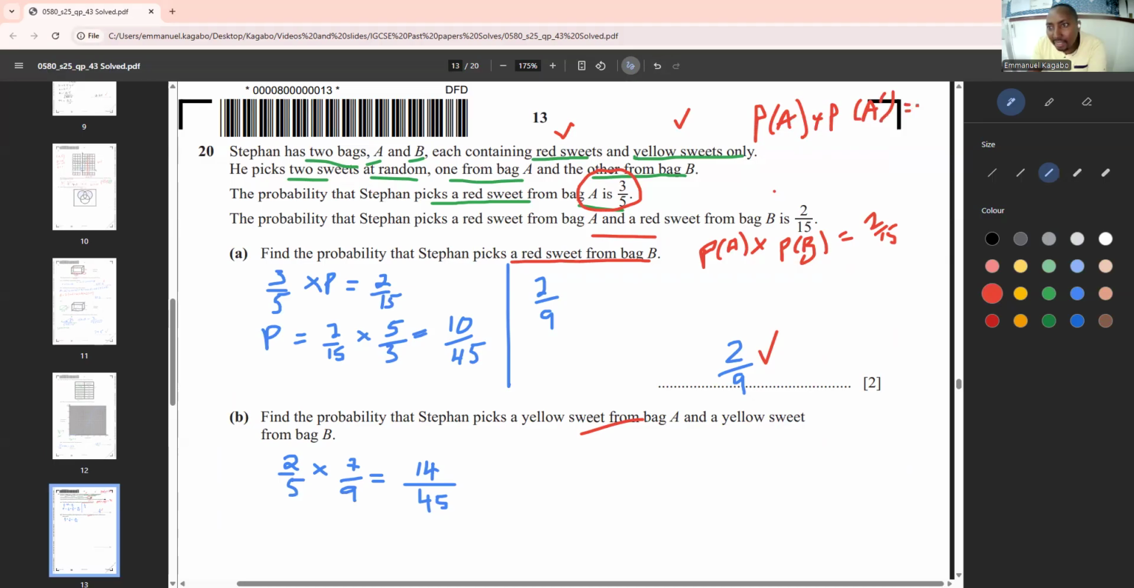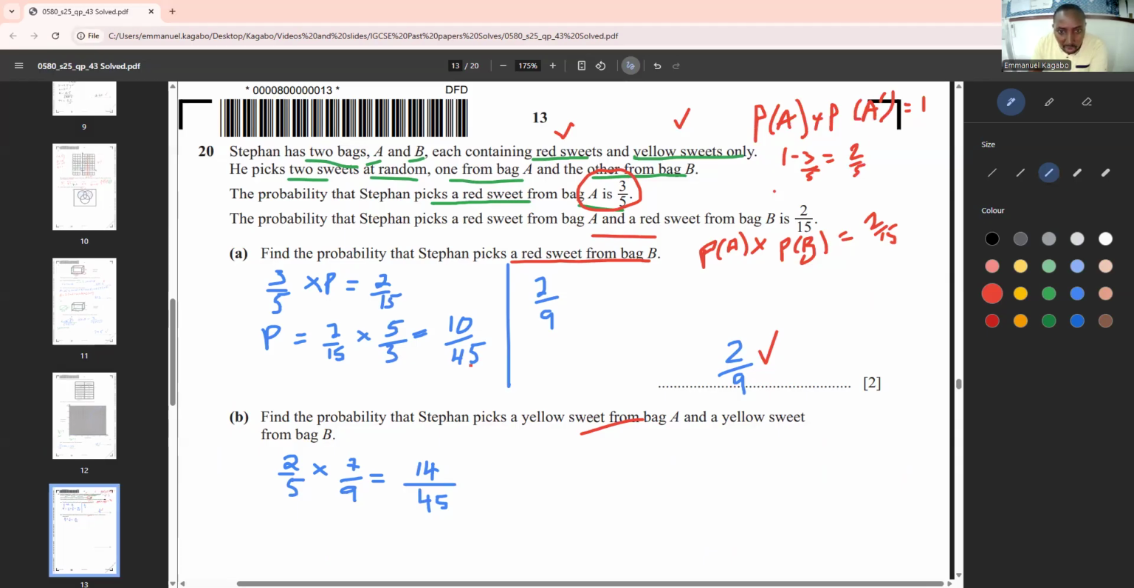is always 1. So if there are only 2 colors in the bag, red and yellow, basically it means if the one of red is this, the yellow one will be 1 minus 3 over 5. What does that mean? That gives me 2 over 5. Do you understand that? Okay, write down that.